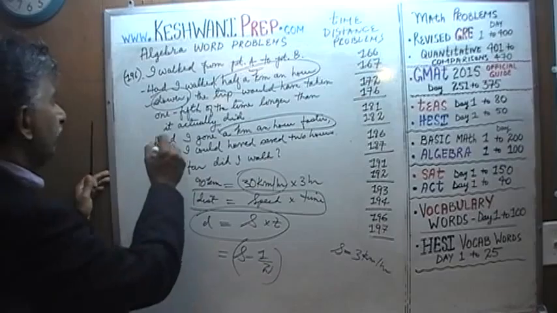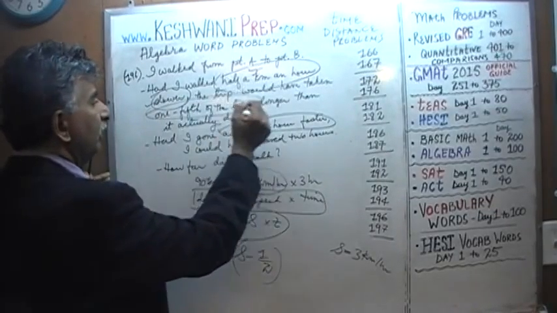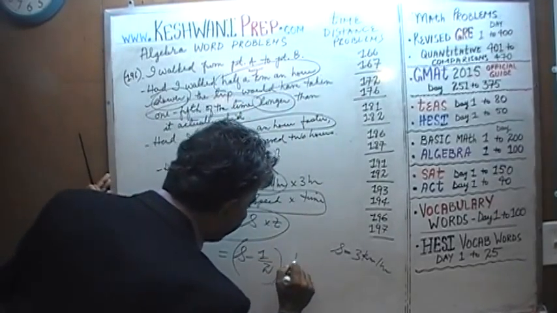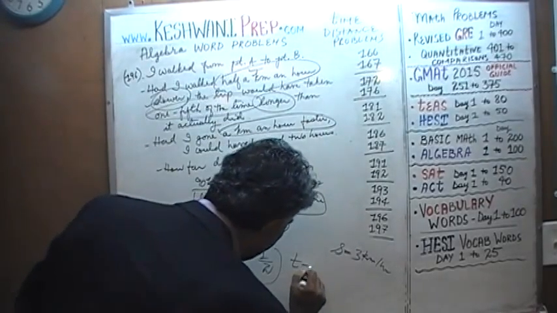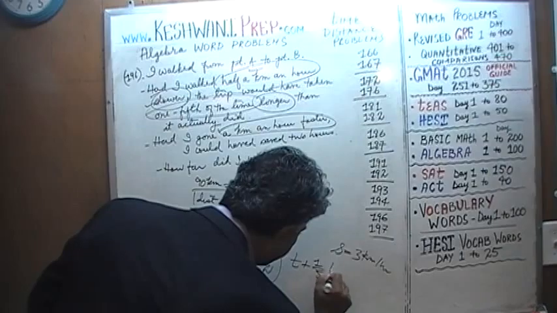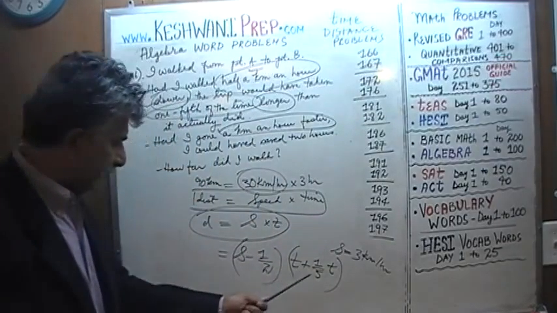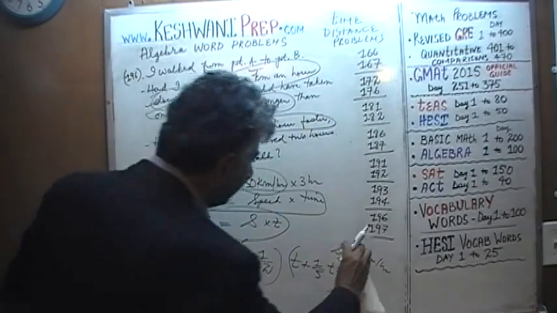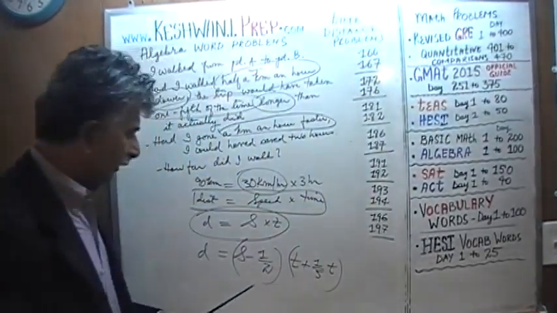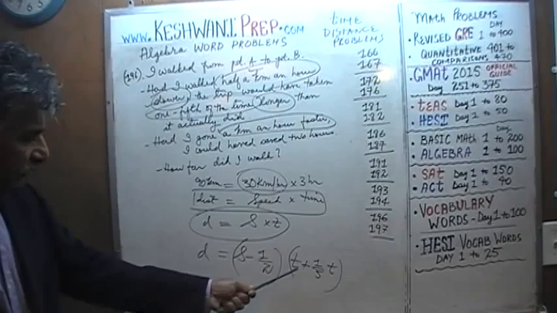If that were the case, we are told that I would have taken a fifth of the time longer. So if I took t hours originally, I will take 1/5 of the t more. And the distance is still the same. I'm traveling the same distance. That doesn't change. So that's our first equation.